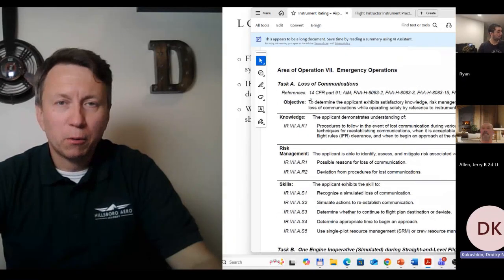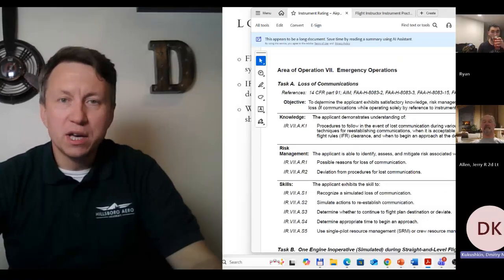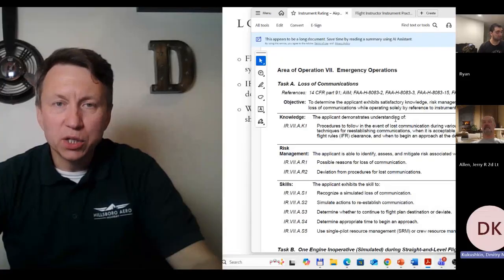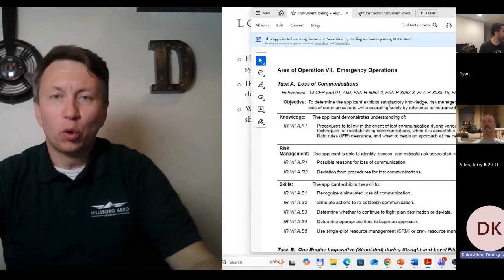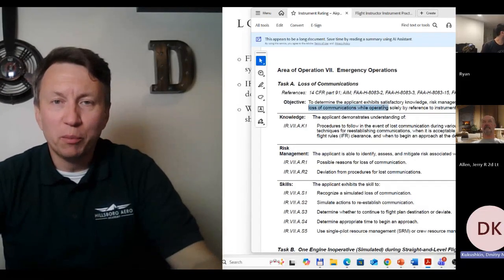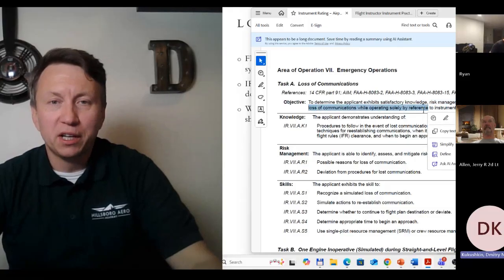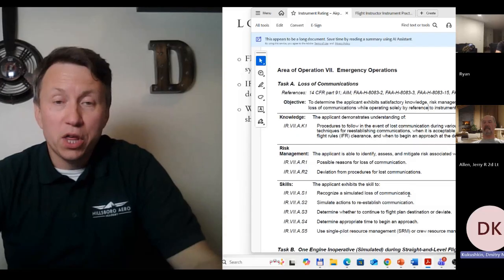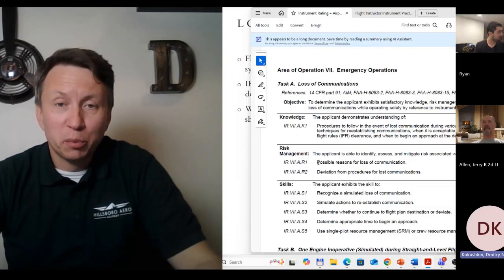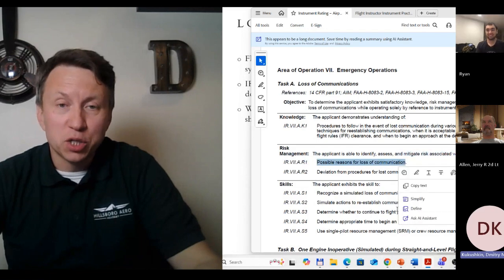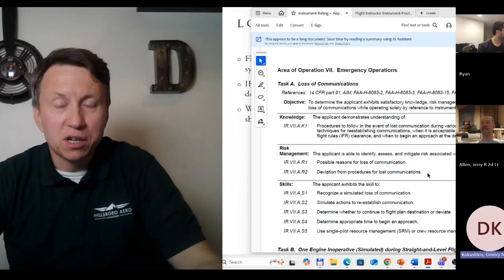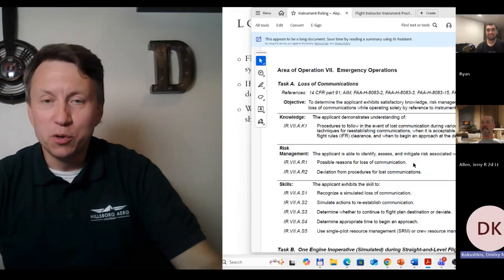There you go. So what we want the student to know is risks, skills, and overall readiness to handle the loss of communication while operating in IFR. And that starts with recognizing and trying to troubleshoot this. Possible reasons for loss of communication, so that's risk management. Deviation from procedures, that's a risk, because what happens if you don't do it as expected.